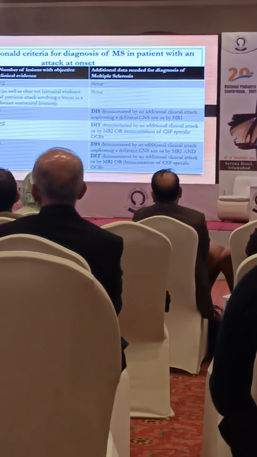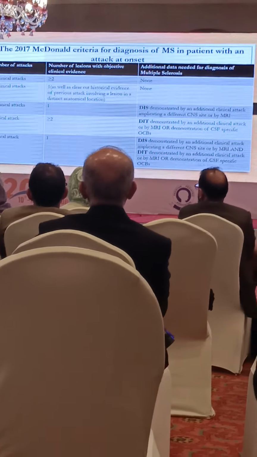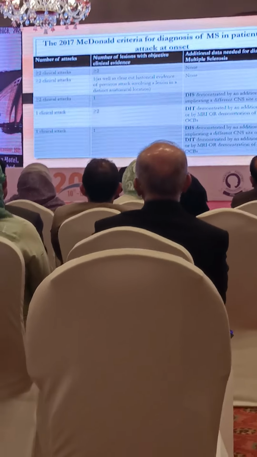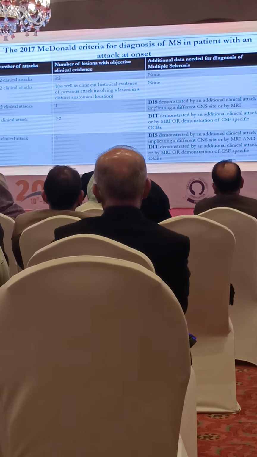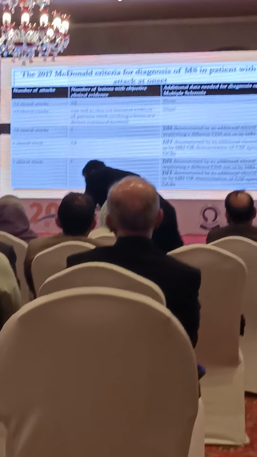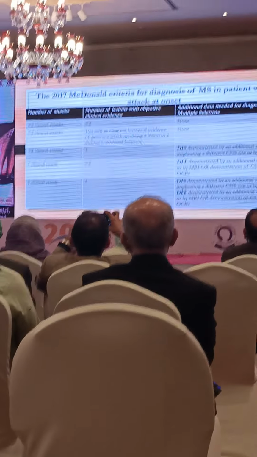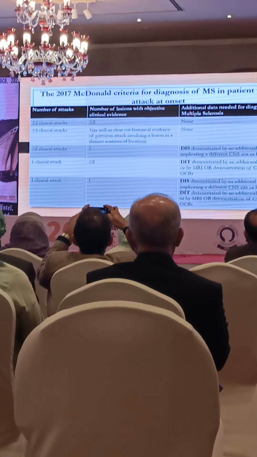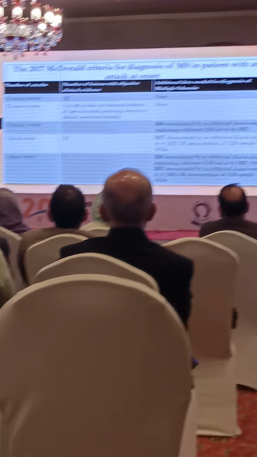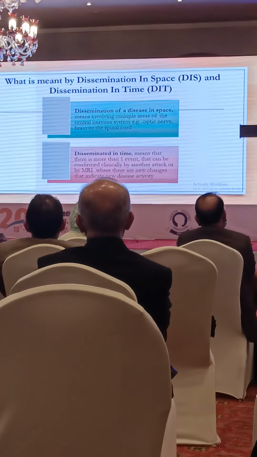This is the revised 2017 McDonald criteria for MS: if clinically we identify 2 or more lesions on MRI and there are 2 or more clinical attacks, then there is no need for additional information. However, if there are less than 2 clinical events or less than 2 lesions on MRI, then we have to demonstrate the dissemination of disease in space and time.